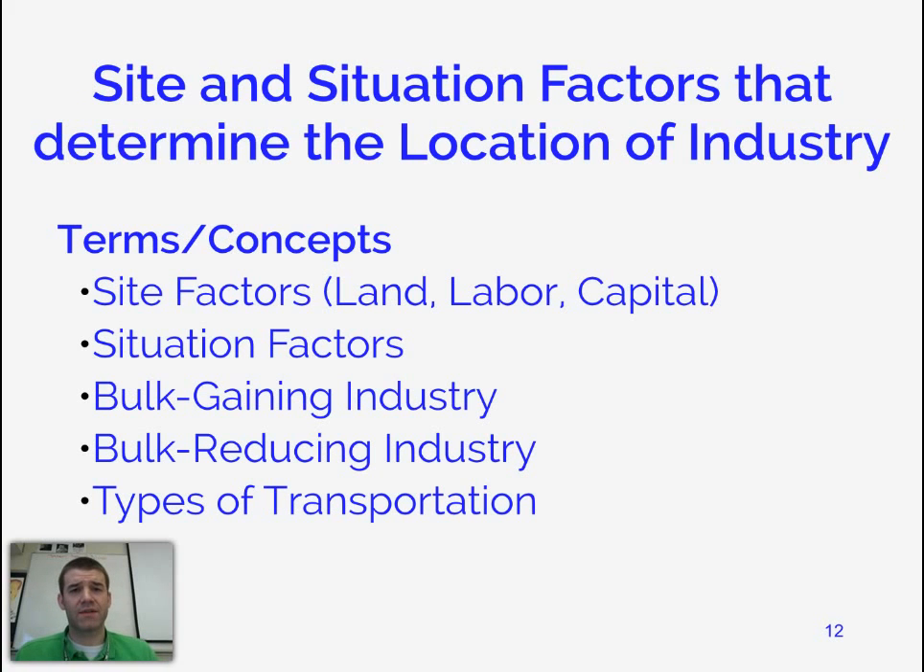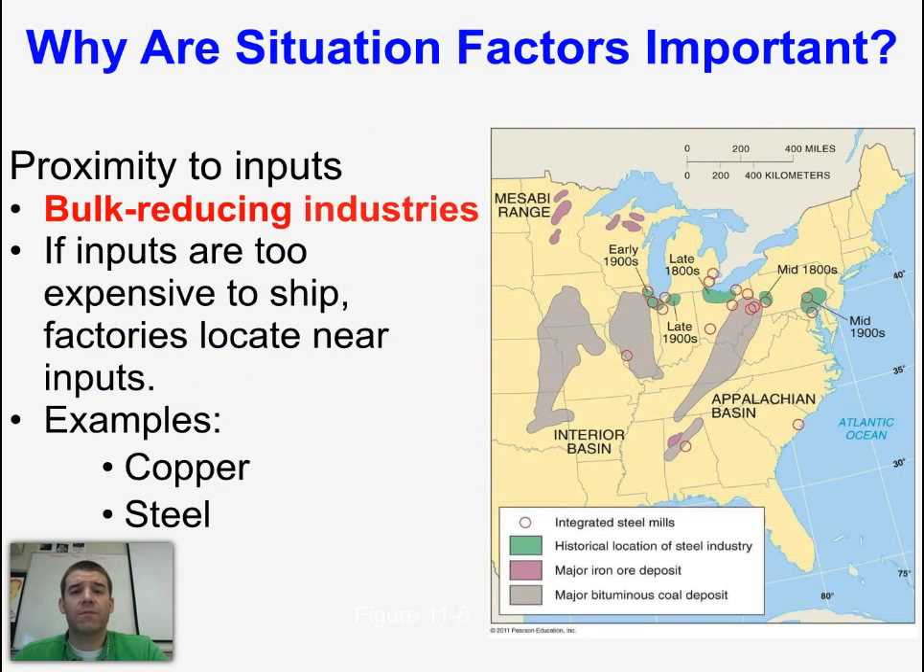So in class we discussed what is industry and the importance of the Industrial Revolution. Now we're going to look more specifically at where industry is actually located based on site and situation factors. So looking at situation factors from the bulk reducing perspective, this is all going to be based on the proximity to inputs. In other words, the resources or things that are used in the manufacturing or the production of a good.